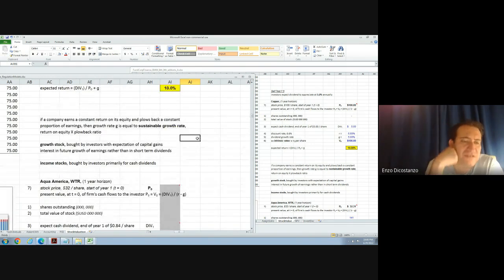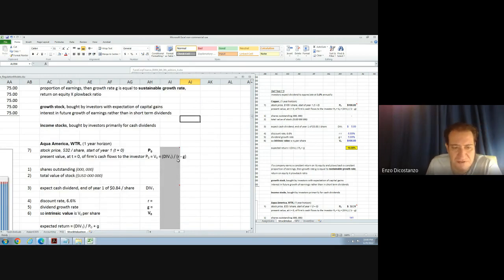And so if a company earns a constant return on its equity and plows back a constant proportion of earnings, then the growth rate is equal to the sustainable growth rate, return on equity times plowback. For a growth stock, bought by investors with expectations of capital gains, interest is in future growth rates of earnings rather than short-term dividends. Income stocks are bought by investors primarily for cash. So here's sort of the definition of what a growth stock is, what an income stock is, and in the finance world, you'll hear people use that terminology often.